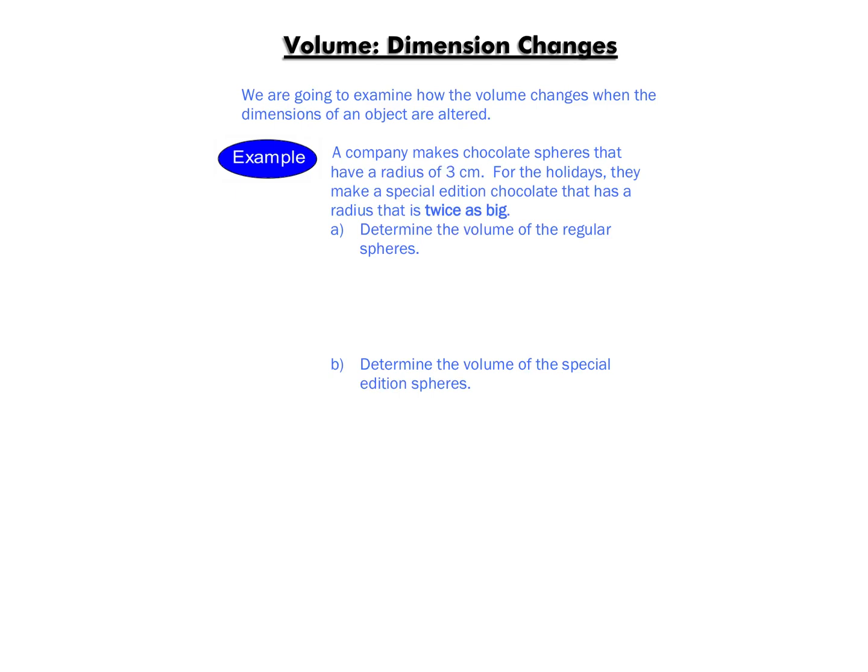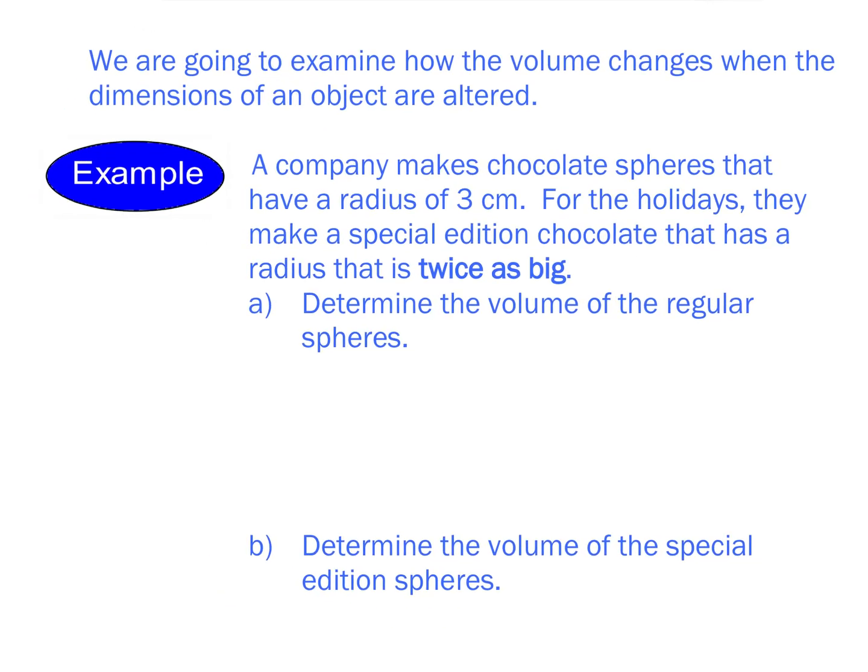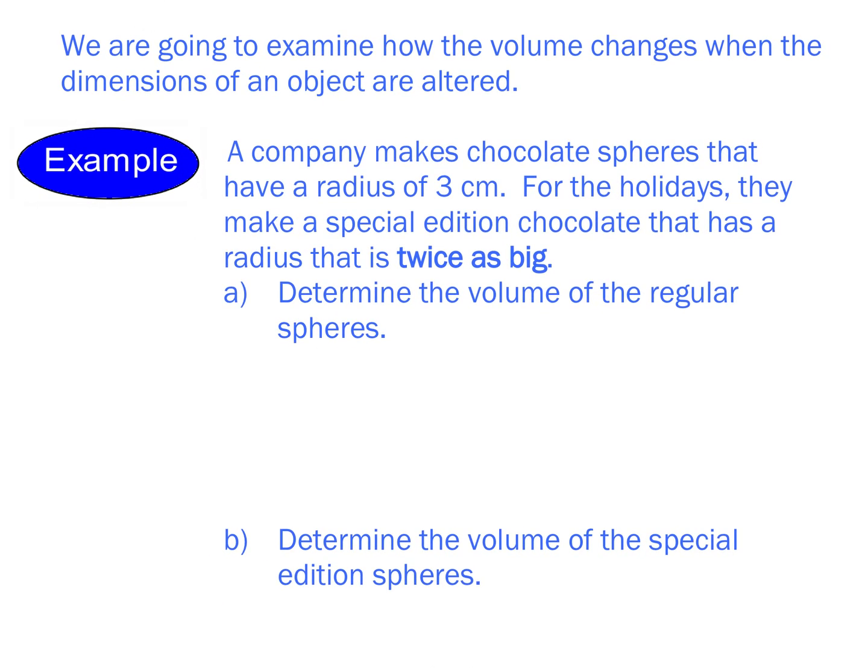So today's lesson is all about changing the dimensions of an object and seeing what impact that has on the volume of that object. So here we go. Here's an example. A company makes chocolate spheres that have a radius of 3 centimeters. For the holidays, they make a special edition chocolate that has a radius that is twice as big. Determine the volume of the regular spheres.